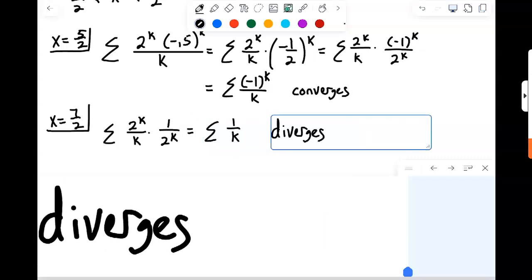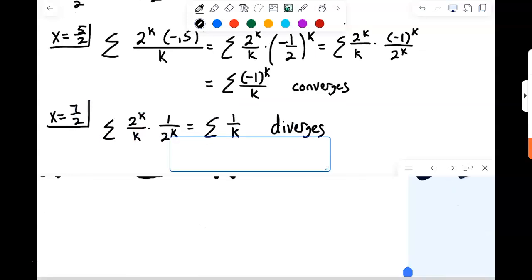In a couple other ways you could say that. It diverges because of p-series. It's 1 over k to the p. p is not greater than 1, so it diverges. p is less than or equal to 1. P-series, it diverges. So at 7/2 it doesn't work.